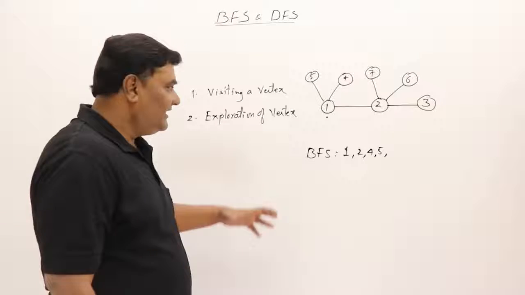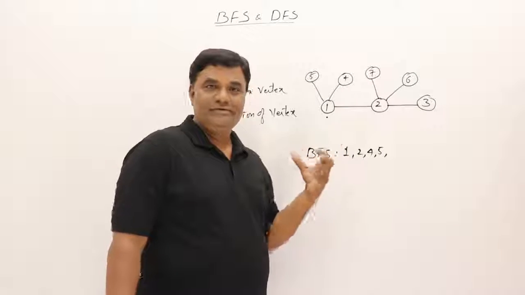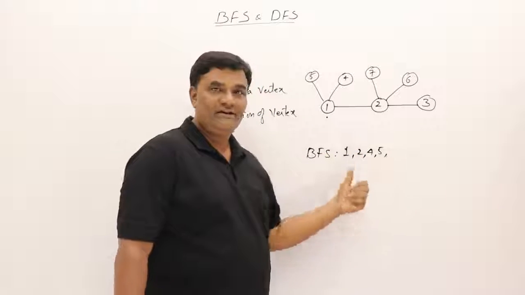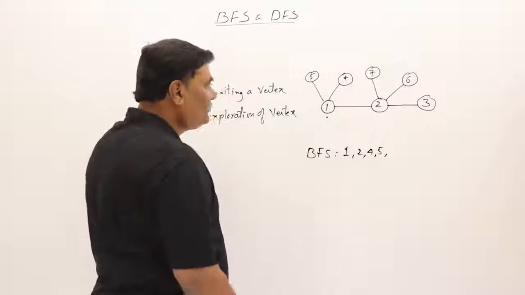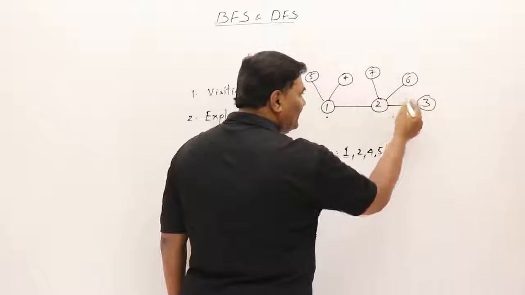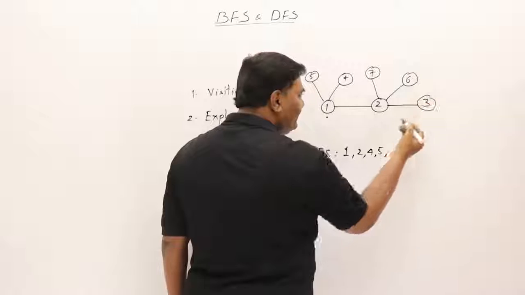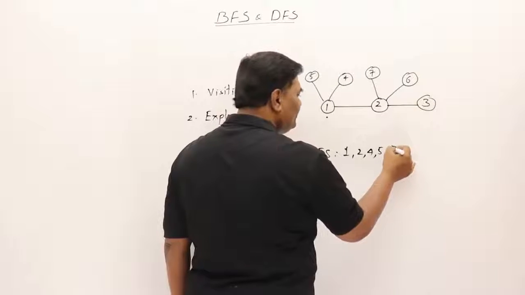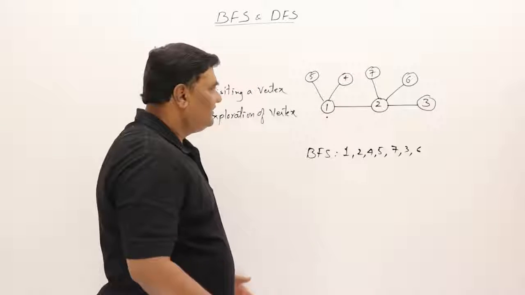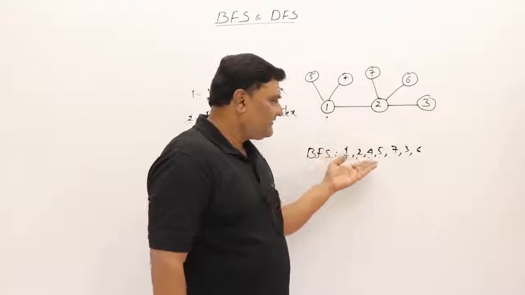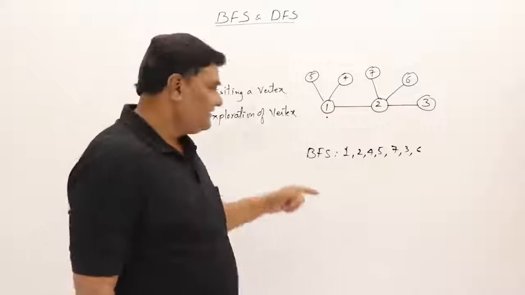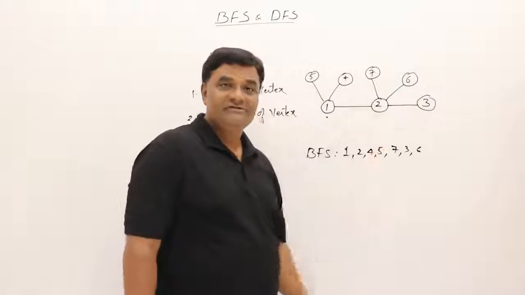Next, I should select the next vertex for exploration. These are already visited vertices. After 1, I have visited 2, 4, 5. Then I should explore 2. Adjacent to 2 are 7, 6, 3. You can take them in any order: 7, then 3, then 6. That's all. All the vertices are visited and there is no vertex remaining for exploration. This is breadth first search.